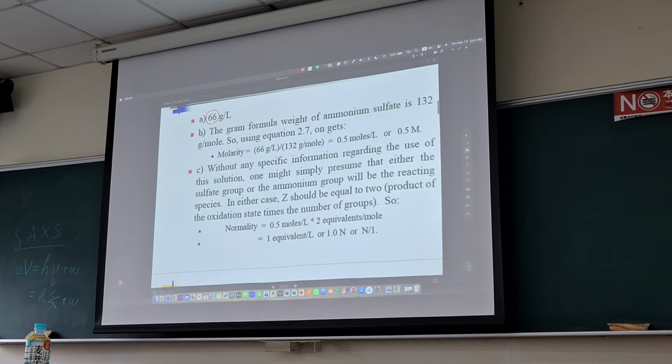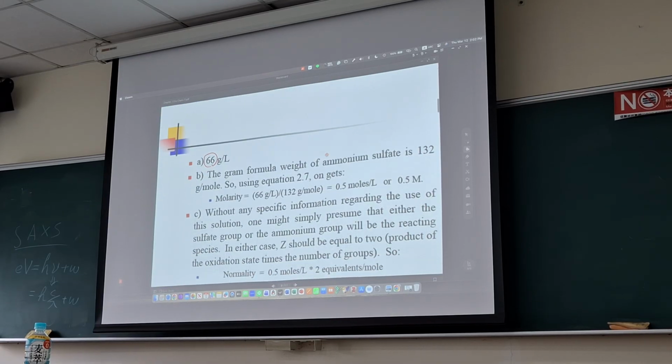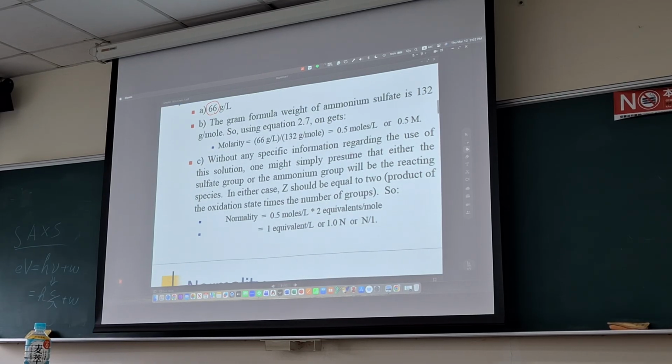Question B: we need to convert the grams into moles, right? So for molarity, just use 66 over what we found, 132. So over 132, we get 0.5 moles per liter, which means 0.5 capital M, not small letter m. The capital M and small letter m are different, right?